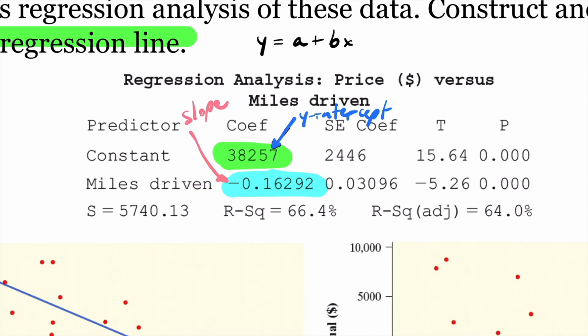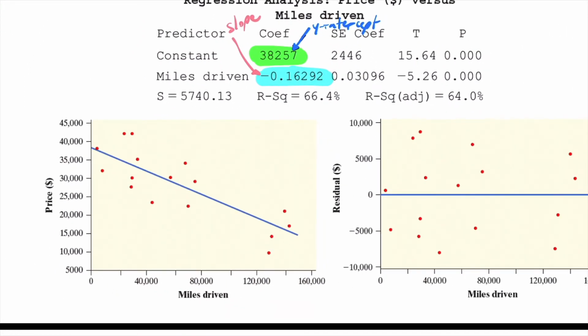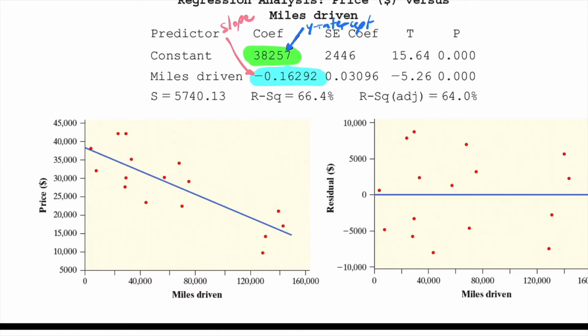Okay? So does it make sense that the slope will have a negative number? Yes. How do we know? Exactly. The blue line is trending downwards. As miles driven goes up, price is going down. Okay.